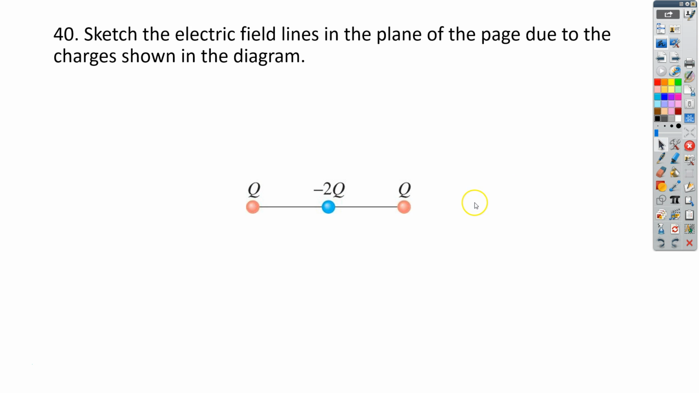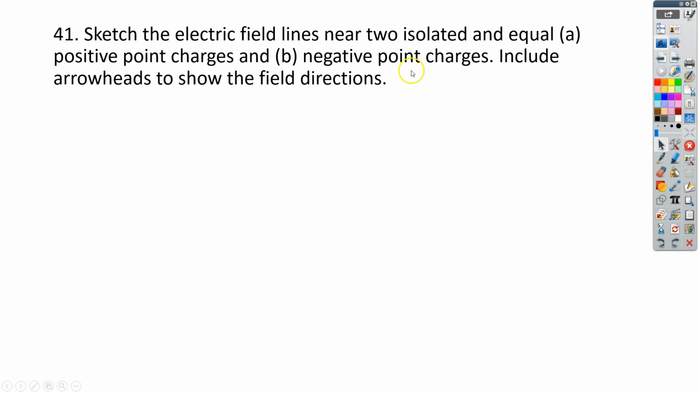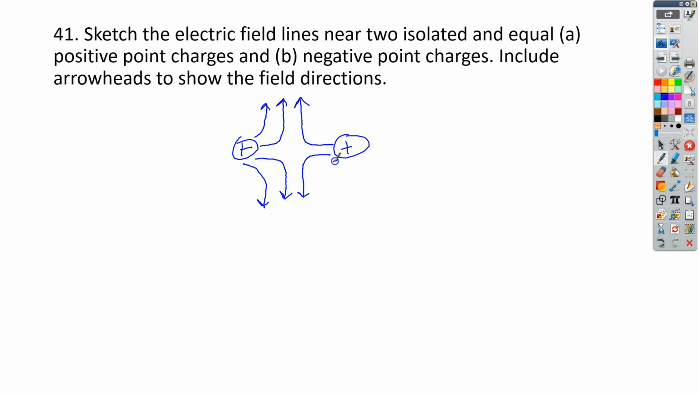For number 41, it says sketch field lines near 2 isolated and equal. Here we've got 2 positive point charges. So I'm going to put a positive charge and then another positive charge. And we know the field lines can't cross, but we know that these lines are going to have to repel because we have 2 like charges. So I always start with the ones that are going straight out, and then they bend very steeply at about a 90-degree angle. And so you should end up with some pictures that look like this.